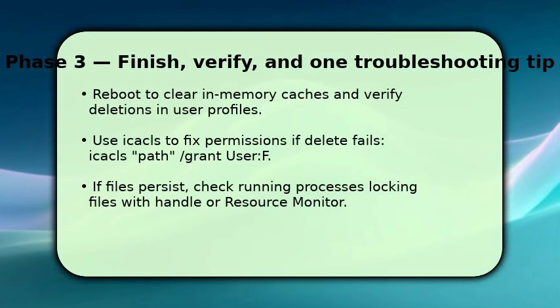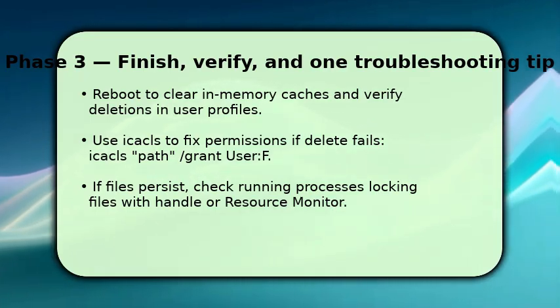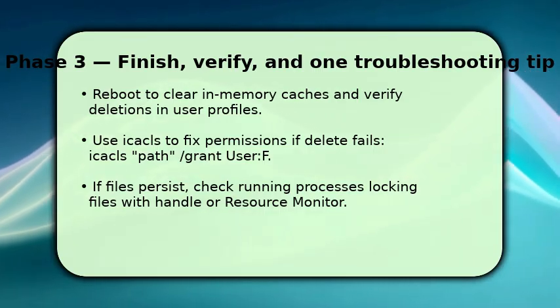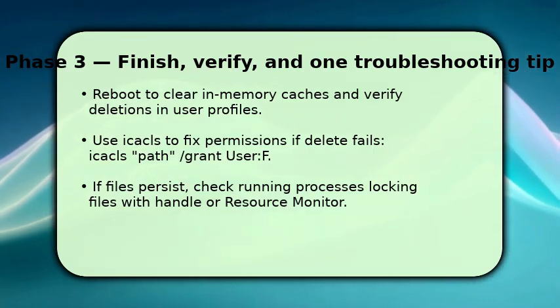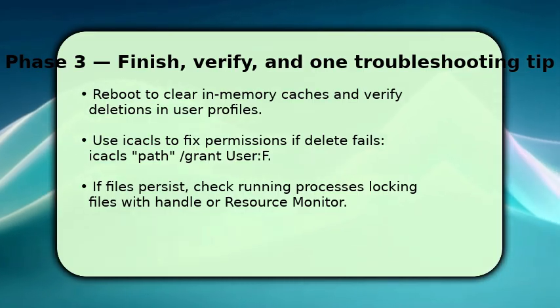Finish by rebooting to ensure caches and locked handles are released, then confirm the targeted history files are gone from user profiles. If deletion fails, use icacls to adjust permissions. For example, icacls path /grant yourusername:F and retry deletion. Be cautious granting full control.